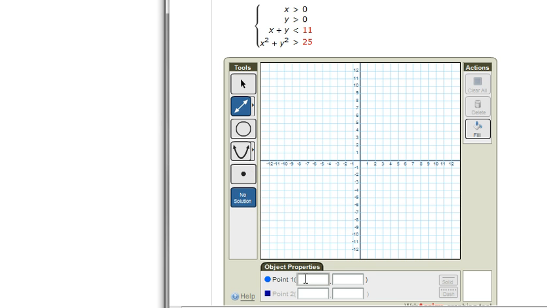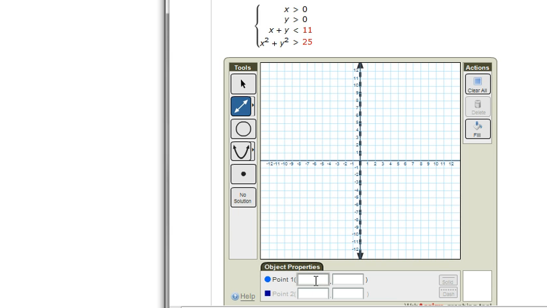Let's do 0, 0, and 0, let's say 10. And because it has to be strictly greater than, make sure you put a dashed line there. Now go in for the y equal to 0 as a dashed line.